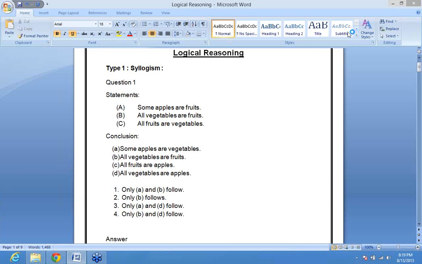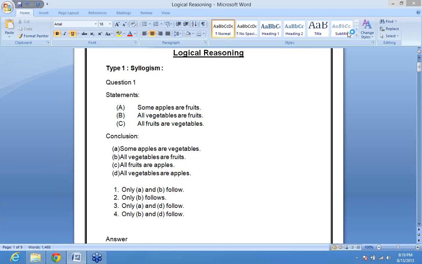Yes, Manya, you can take B as the conclusion. That is why I am saying option 1 is correct. Only A and B follow. A will follow, some apples are vegetables, and B will follow, all vegetables are fruits, because all vegetables are fruits is a statement also. Yeah, you can do it by Venn diagram, Ankit.